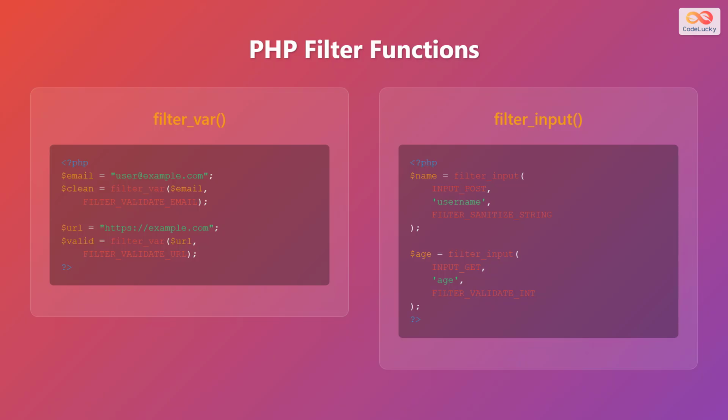filter_input is used to filter input from various sources such as GET or POST requests. A variable name is assigned the value returned by the filter_input function. It takes INPUT_POST, username, and FILTER_SANITIZE_STRING as arguments. Another example is a variable age assigned the value from the filter_input function with INPUT_GET, age, and FILTER_VALIDATE_INT as arguments.